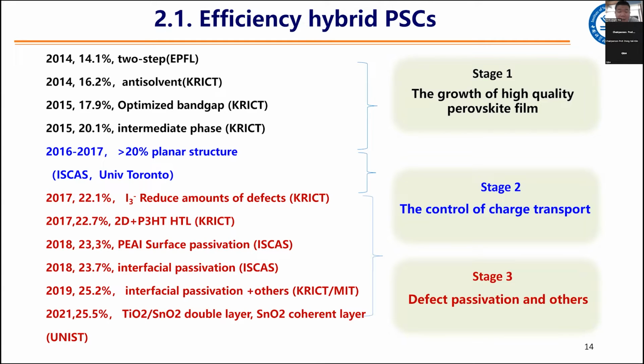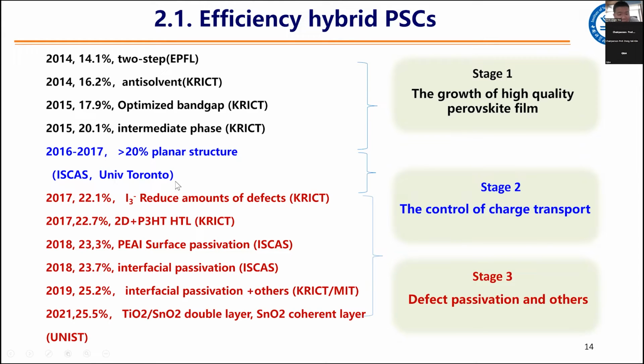How can we get a high quality perovskite film, reduce the grain boundaries, and make the film smooth, with as few pinholes as possible? So this is stage one: the growth of high quality perovskite film, similar to inorganic sources. We should reduce the recombination and other losses. This is the first stage.